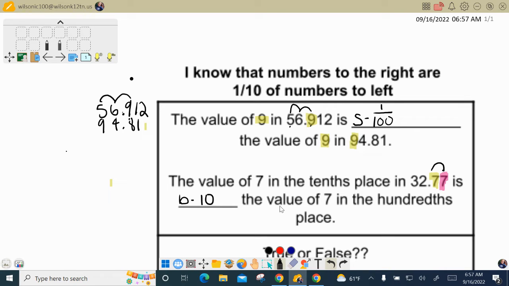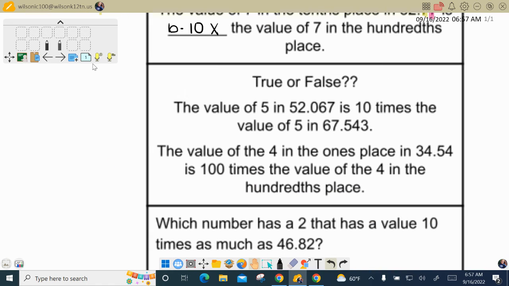Let's go ahead and reread that to make sure it makes sense. The value of 7 in the tenths place in 32 and 77 hundredths is 10 times the value of the 7 in the hundredths place. That makes sense. It looks good. Let's go ahead and move on to the next part. This next part here is true or false. The first one says the value of 5 in 52 and 67 thousandths.